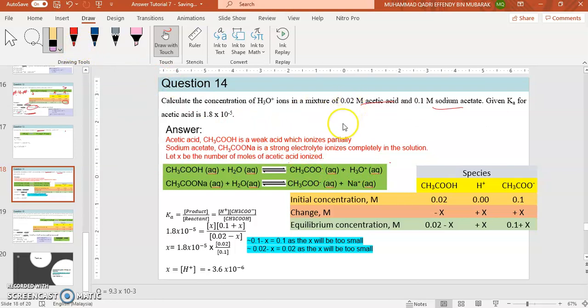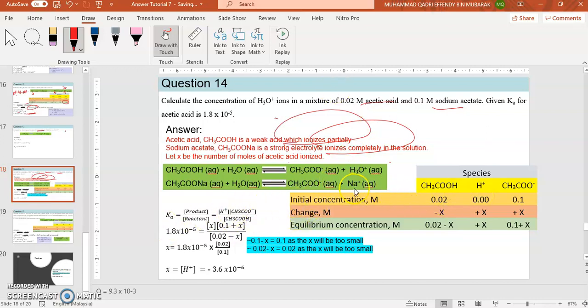we need to remember this relationship between acetic acid and sodium acetate. The acetic acid is a weak acid, while the sodium acetate is a strong base. But what is meant by weak acid, and what is meant by strong base? Weak acid means that it's ionized partially, while sodium acetate is a strong base, which is completely ionized in our system, in our solution.